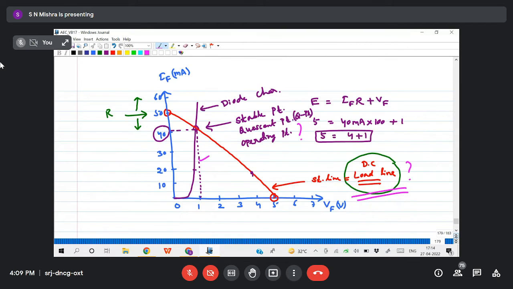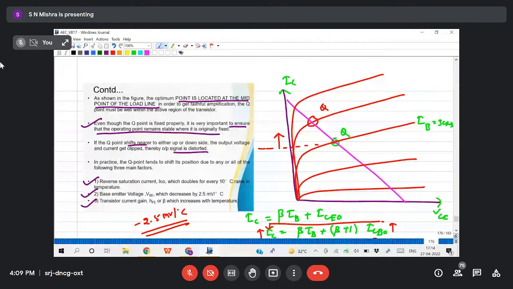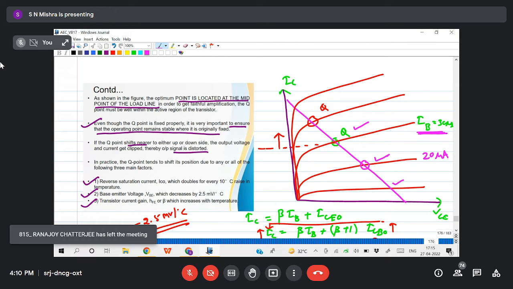Once IB current decreases, let us see the characteristic here. IB current, I have set 30 microampere. Now it will decrease to, let us assume, 20 microampere. Then my Q point will shift here. Initially I have fixed this Q point, but ultimately I am getting the Q point here, or maybe it will decrease here also. So ultimately, if I set the Q point here, then the lower side may be clipped. There is a possibility.